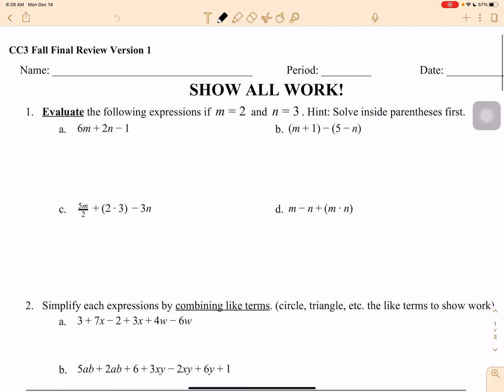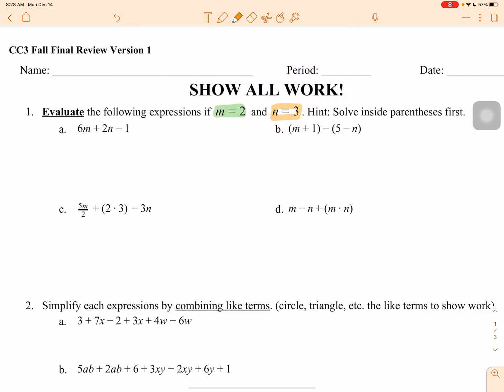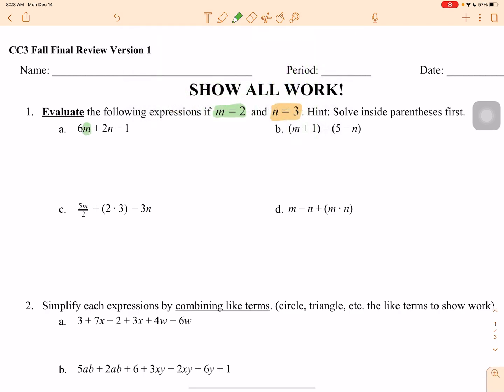All right, so number 1 says, evaluate the following expressions if m equals 2 and n equals 3. We have some expressions below, and I gave you a hint. I said solve inside the parentheses first. So I'm going to highlight all of my m's with green, just to save me that step later on, because I know I need to substitute 2 in for every m. And then I'm going to highlight all the n's with orange, because that's what 3 is going to be substituted in for.